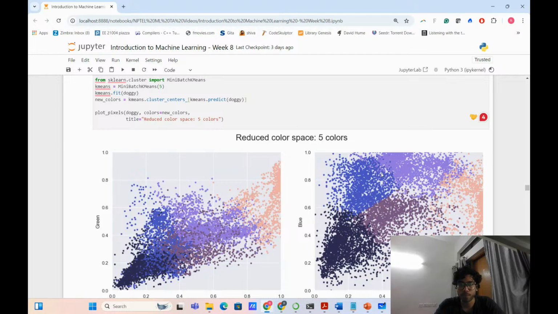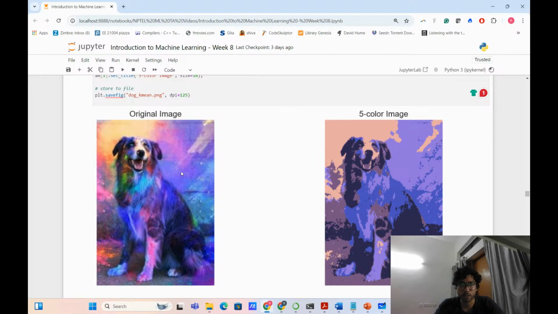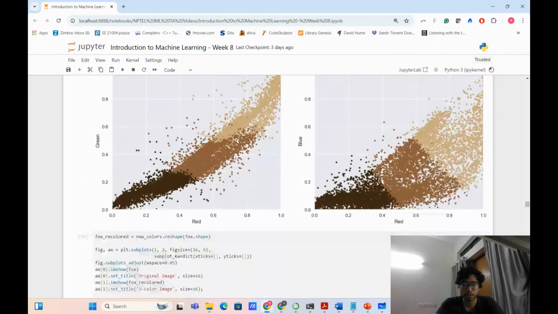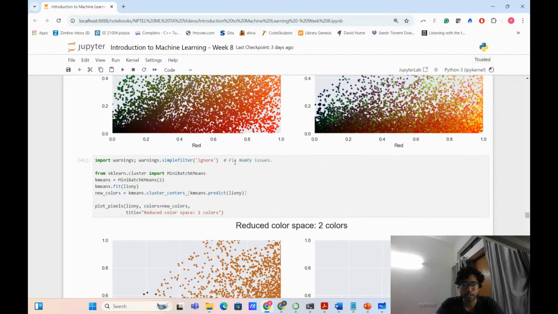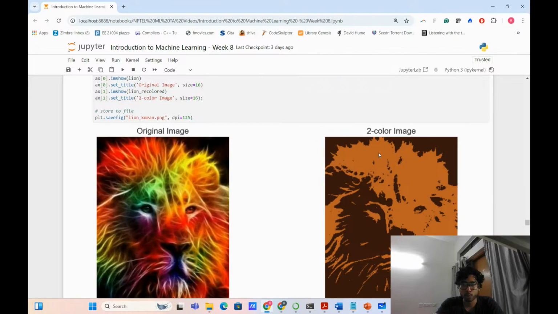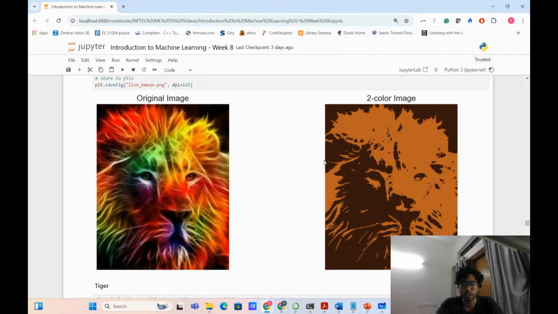So out of these 5 colors, we are trying to make the image of this dog. This is the original image, and this is the image of the same dog with just 5 colors, right? And we are clustering those colors based on the similarity between different colors and so on. This is a 3 color image of this fox, and similarly you can see a 2 color image of this lion. This just makes an image out of just 2 colors.